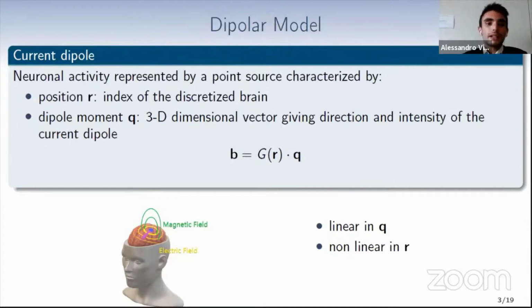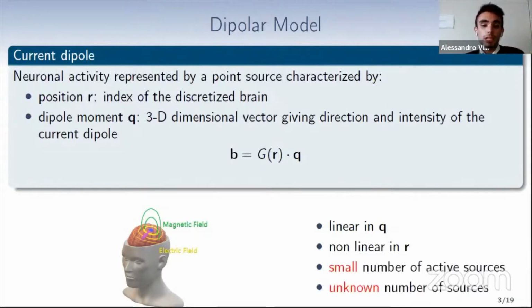But what are the main features of using a dipolar model instead of a distributed one? That is the one that Alexandra used in her research. The main feature of this model is that we can use a small number of active sources inside the brain. But for one win, there is one loss, because here we have to work with an unknown number of sources. And we thought that we want to formulate the inverse problem of MEG using a Bayesian approach.